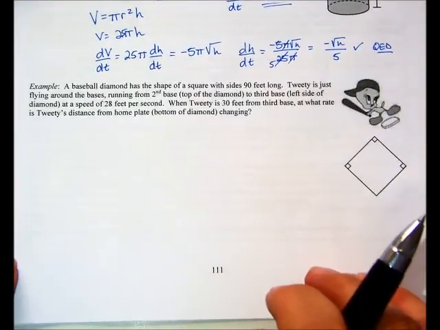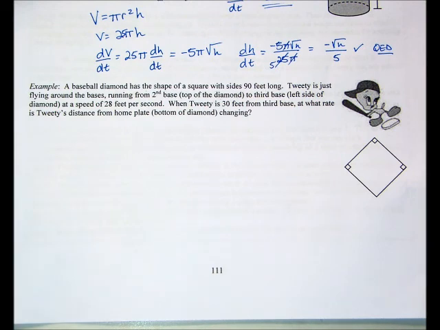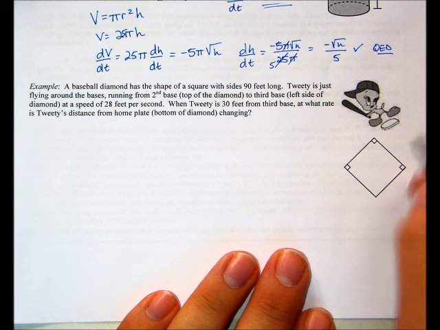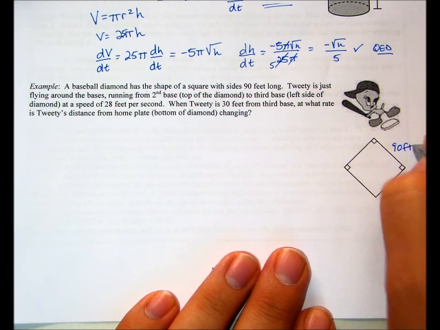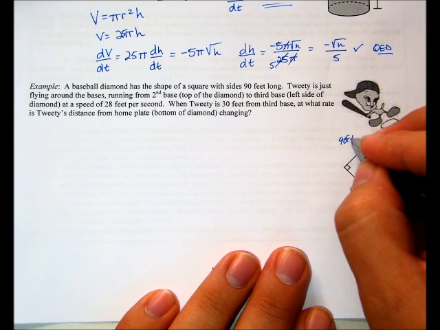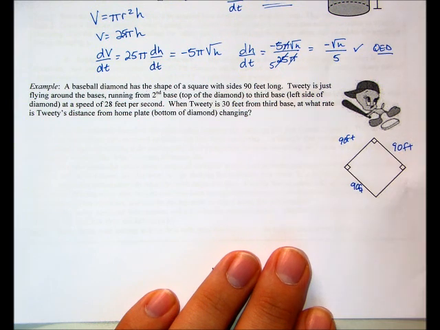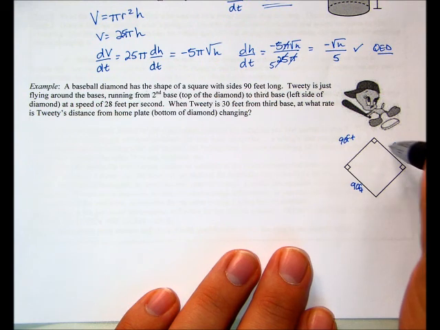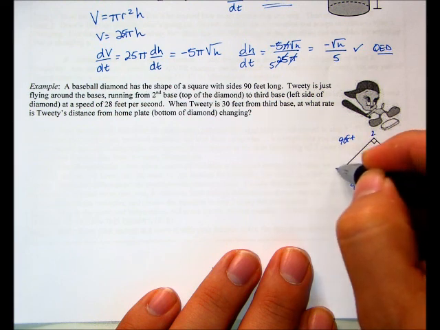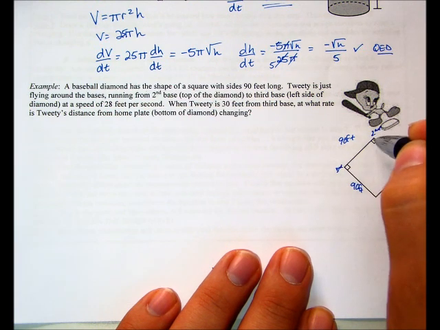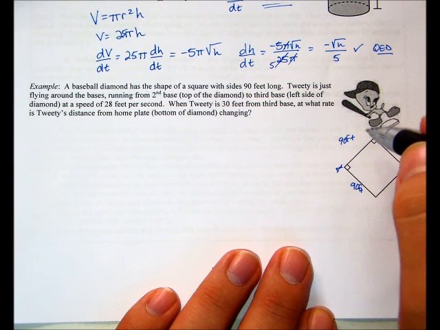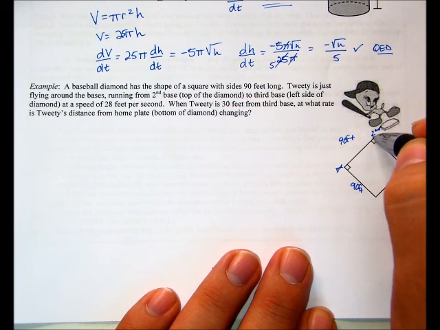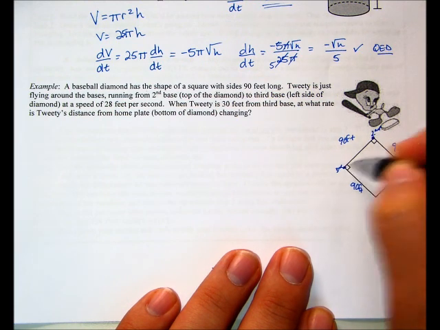Okay, one last problem here. A baseball diamond has the shape of a square with sides 90 feet long. So we're looking at this baseball diamond. Each of these sides are 90 feet long. Tweety is just flying around the bases. So he's going around the bases like this. This is second base here, and this is third base. He's running. Well, he's not really running. I guess he's flying, from second base here to third base here.